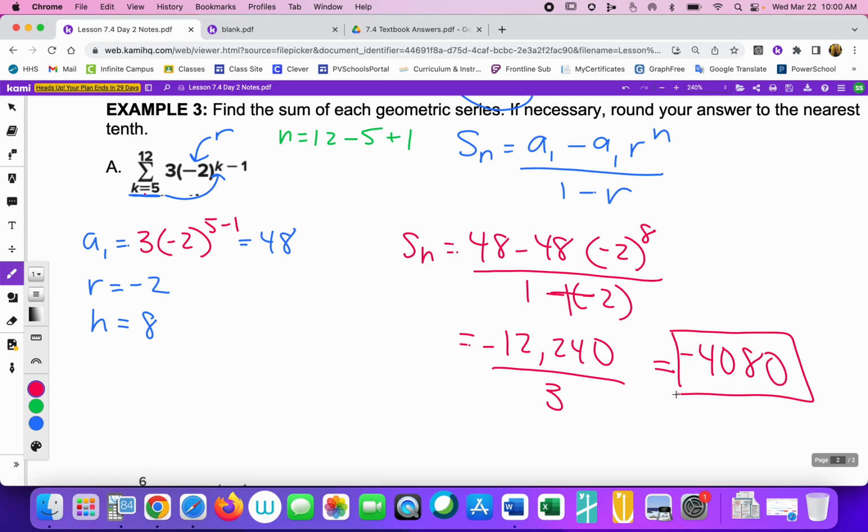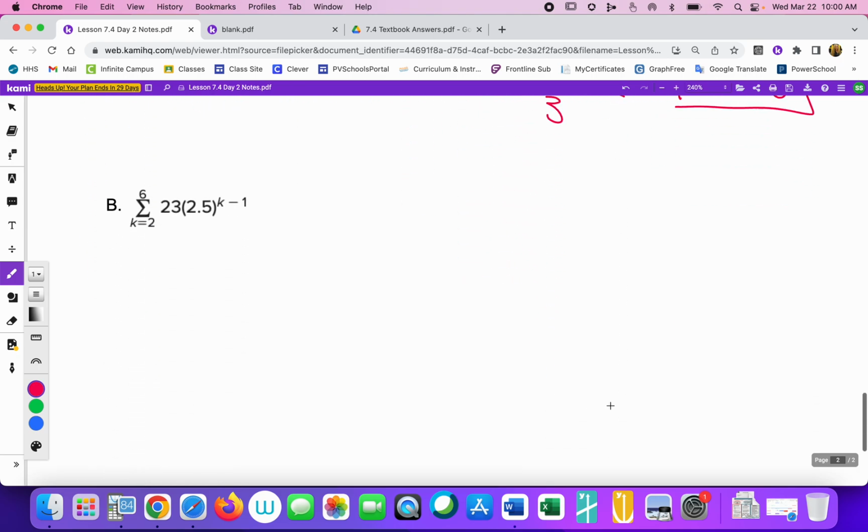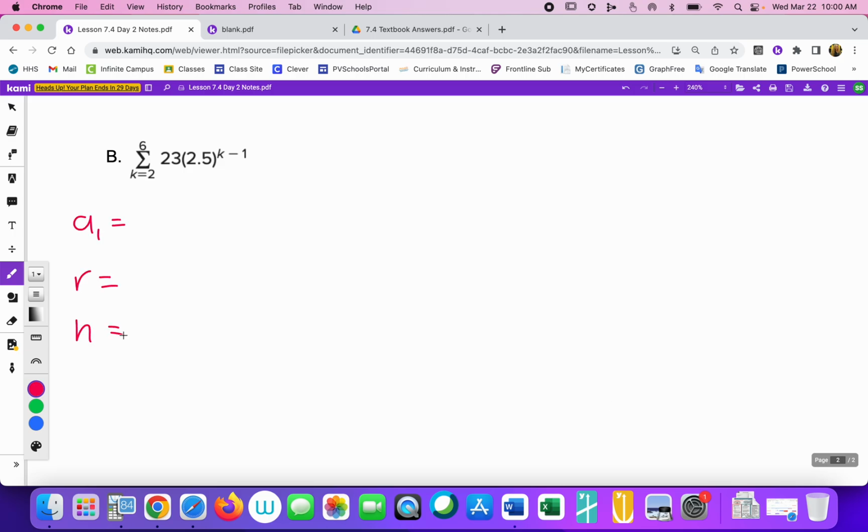Now the last one's pretty similar, just involves some decimals. So if you want to work ahead a little bit, just be careful. At least set up the problem and maybe stop there. Okay. But it's in the same locations. All right. So again, we need A1, we need R, and we need N. How do you figure out A1?